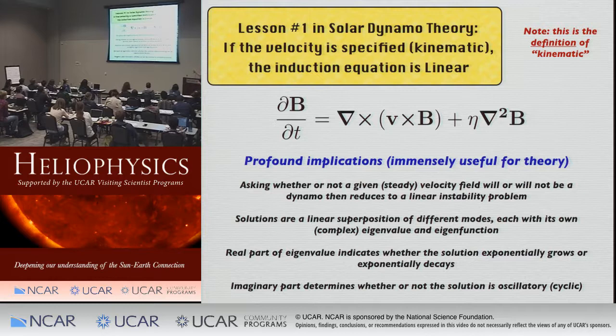So for B, you can put in something like e to the i omega t, or e to the omega t. The real part of the eigenvalue indicates whether the solution exponentially grows or decays, and the imaginary part determines whether it's oscillatory or not. So most of dynamo theory is based on kinematic modeling because it's so straightforward.